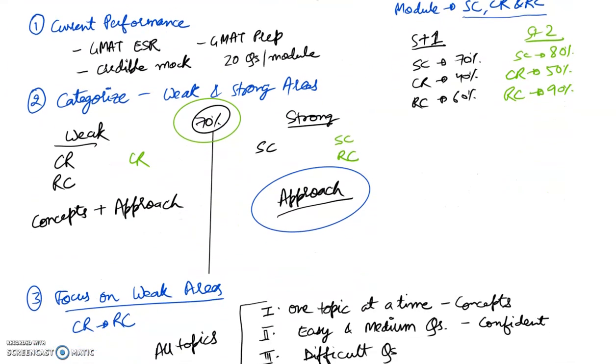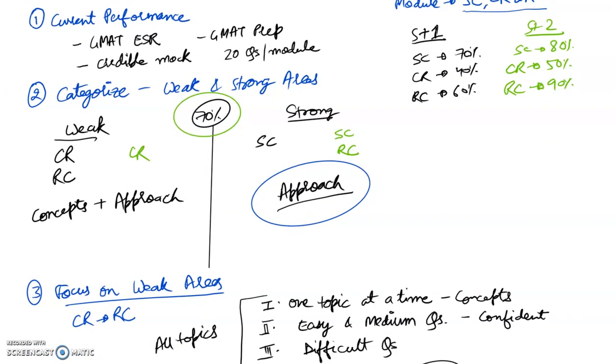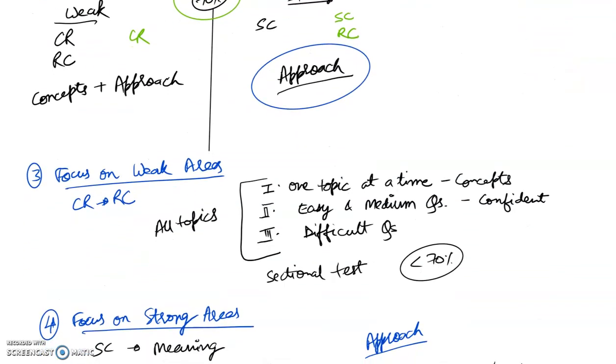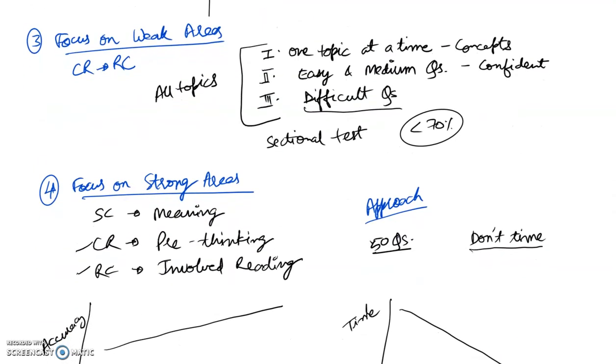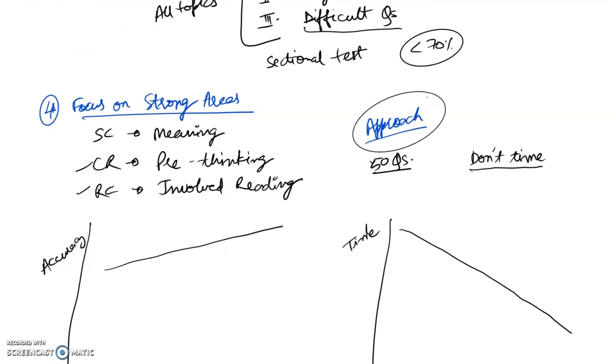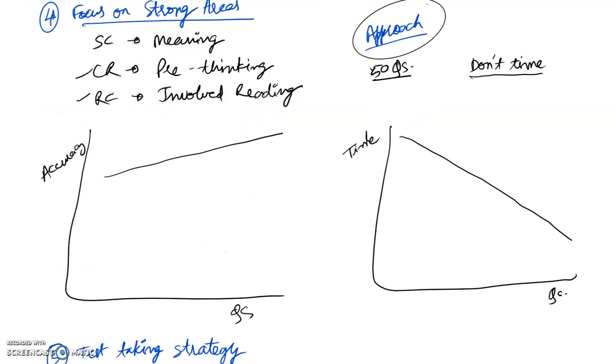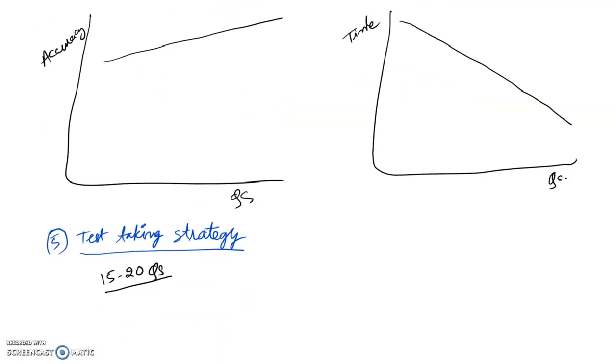Understand your current performance, categorize the areas into weak and strong, less than 70% weak, more than 70% strong. Focus on your weak areas, take one topic at a time, solve easy and medium questions, then go to difficult ones, take a sectional test, see where your weaknesses are still there, improve on them. Then go to your strong areas, focus on the approach. Don't time yourself, solve 50 questions, you'll see your accuracy increasing, time decreasing per question. And finally, focus on the right test taking strategy.